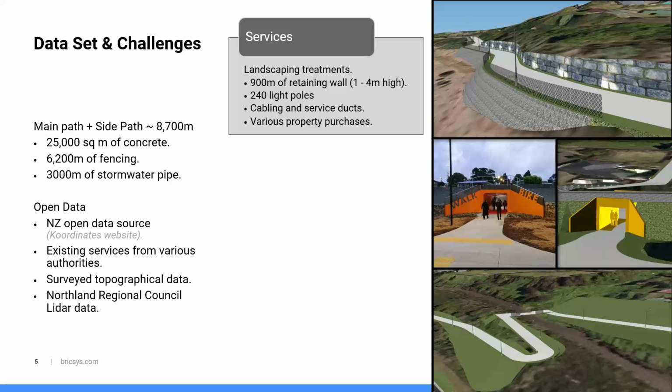As I mentioned, the main path, including side paths, is about 8,700 meters long. The actual main path is more like 7,000 meters long. We've got 25,000 square meters of concrete, 6,200 meters of fencing, 3,000 meters of stormwater pipe. The path widths are varied, but they're generally either 4 meters or 3.5 meters wide.